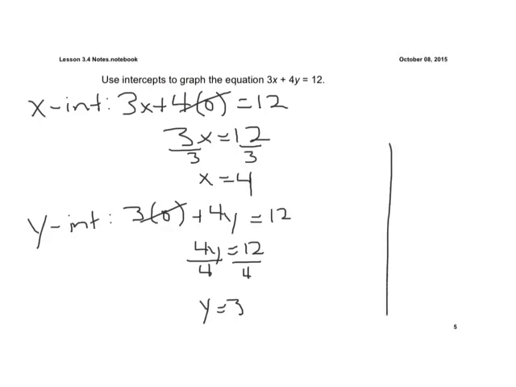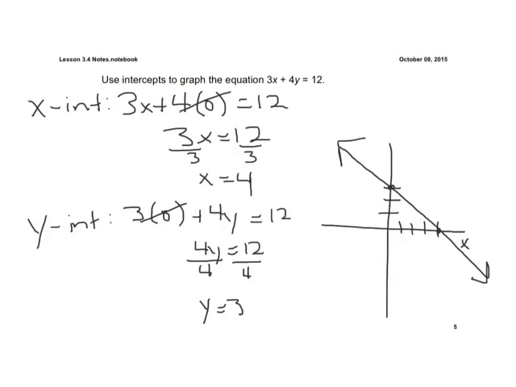So to graph this, very simple. We're going to take our x-intercept and go to our x-axis, which remember is our horizontal axis. And we're going to go over 4. 1, 2, 3, 4. Plot a point. That's our x-intercept. Now our y-intercept is 3, so we're going to go up 3. Plot our point. And now all we do is connect our two points and draw our straight line.